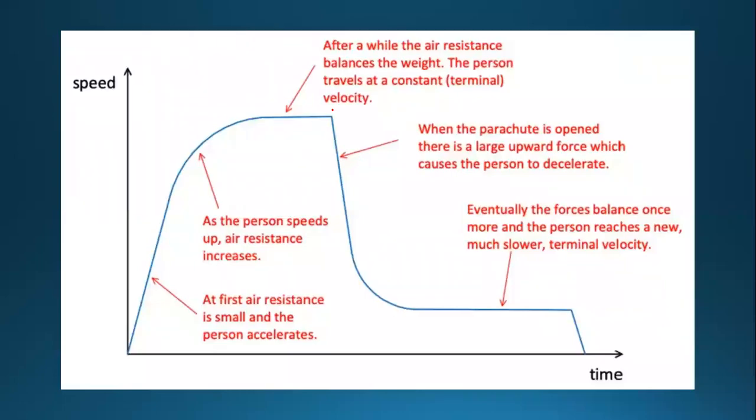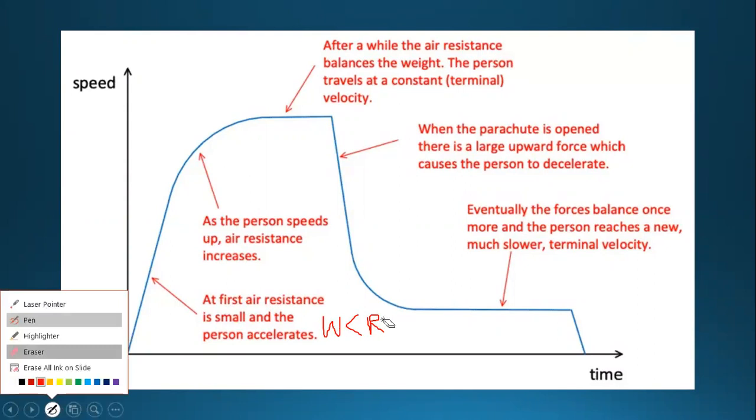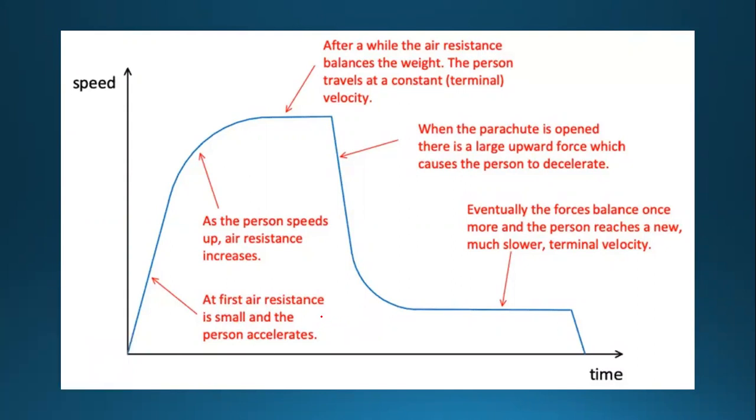If we look at the same free falling case in the form of a graph, तो हम कैसे शुरू करेंगे? At first air resistance is small and the person accelerates. सबसे पहले क्या था कि जो air resistance था. यहाँ पे उल्टा हो गया, the air resistance would be smaller, ठीक है, and weight would be greater. क्या होगा? Air resistance was smaller and weight was greater. So the person would accelerate.